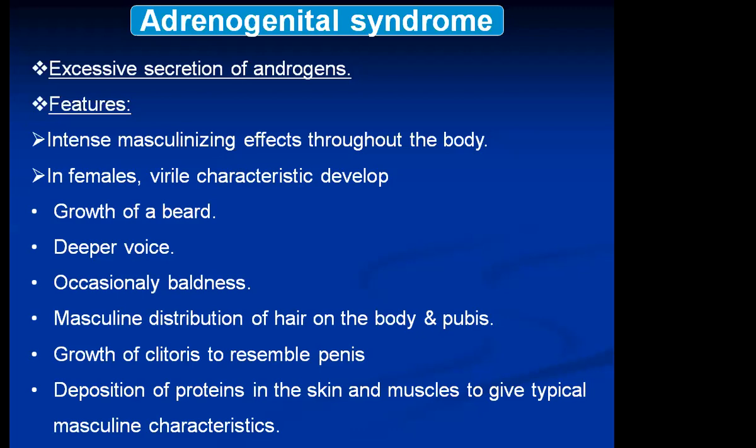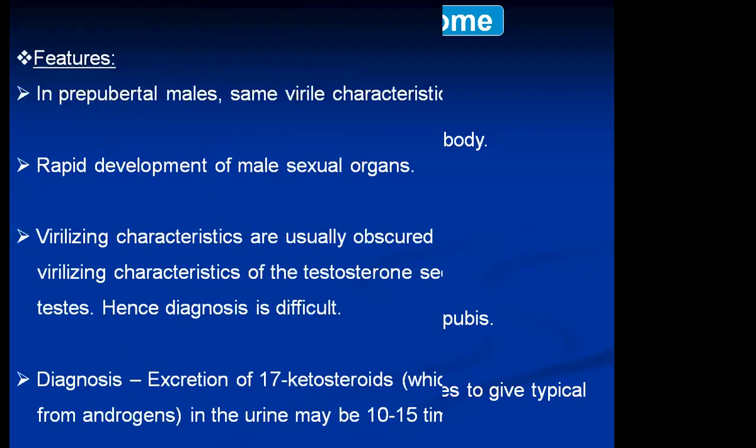Now deposition of proteins, I had told you that androgens have got an anabolic effect. So this deposition of proteins in the skin and the muscles gives typical masculine characteristics. So in females, all these embarrassing features can develop in this condition known as adrenogenital syndrome.